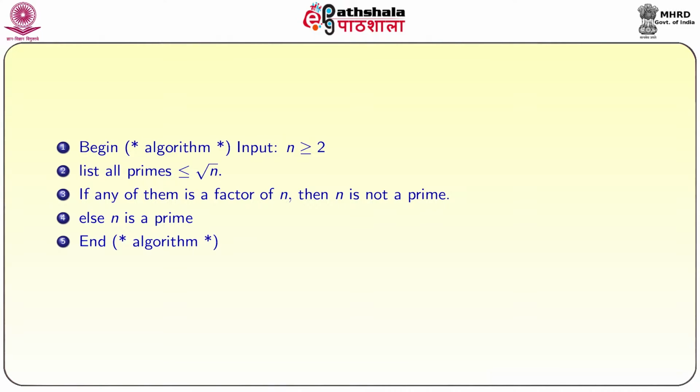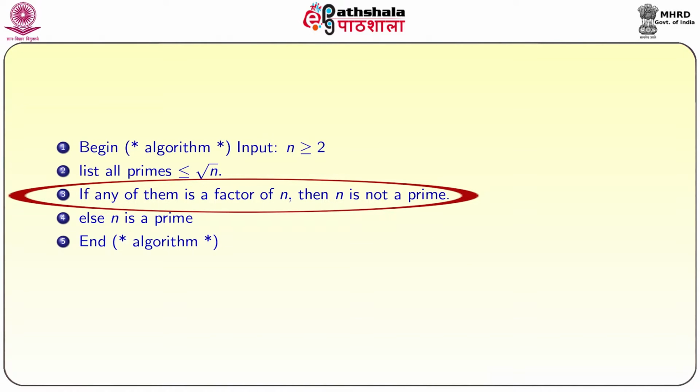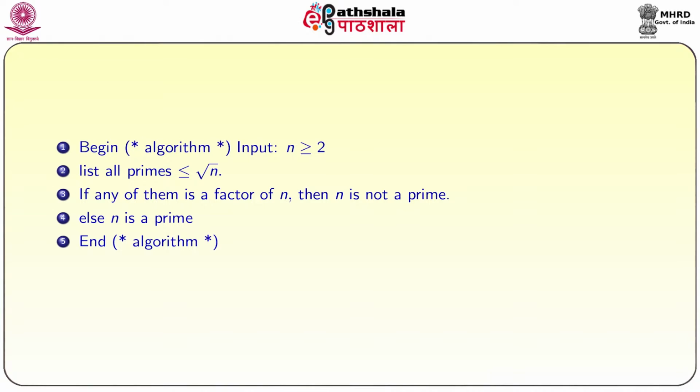So, we will translate this into an algorithm. In the algorithm, the input is an integer n which is greater than or equal to 2. We want to check whether it is a prime number or not. First, we list all the primes less than or equal to root n. If any one of them is a factor of n, then n is not prime. We stop the algorithm and conclude that n is a composite number, else n is prime.